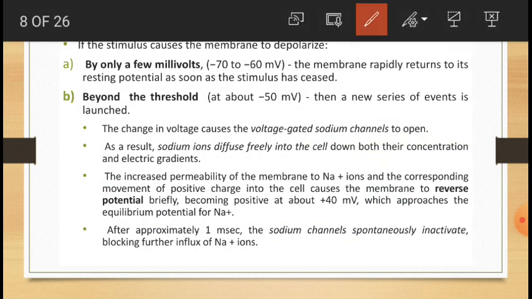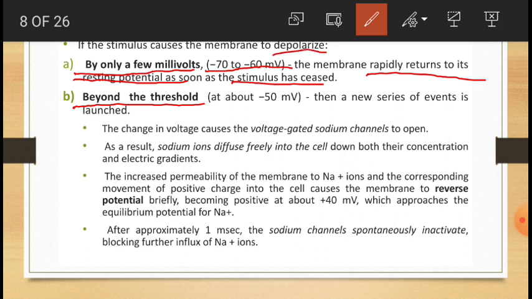The depolarization can occur in two ways. The first way, by only a few millivolts. It will be between -70 and -60 millivolt, and when this happens, the membrane rapidly returns to its resting potential as soon as the stimulation has ceased. However, in the next case, if the depolarization occurs beyond the threshold, if it reaches -50 millivolt, then a new series of events is launched.